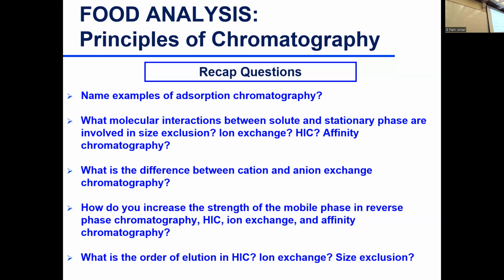All right, how do we increase the strength of the mobile phase in hydrophobic interactions? What's your mobile phase, if you remember, with hydrophobic interaction chromatography? You start with a mobile phase that is a salt solution. Okay, so over time, what do you do with that salt solution? Increase, decrease? Decrease, you said, or increase? In this particular chromatography, it's decrease the concentration of salt.